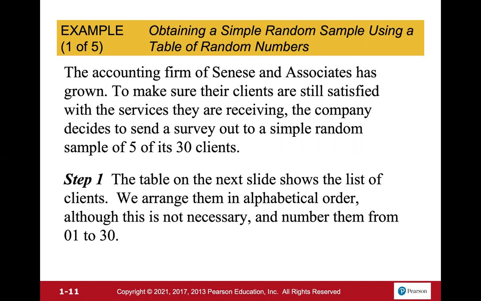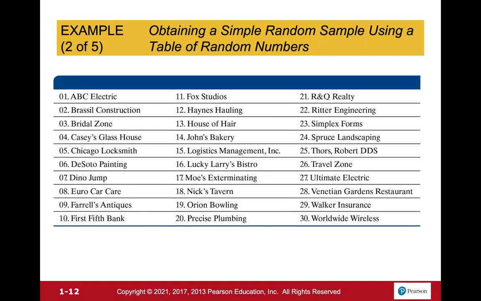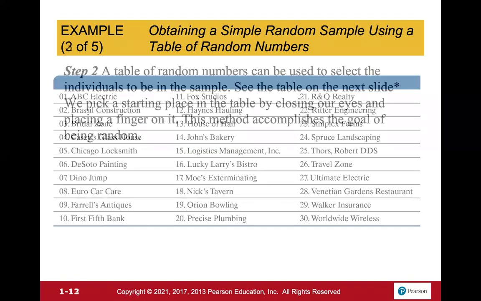Step 1: the table on the next slide shows a list of clients. Rearrange them in alphabetical order, although this is not necessary, and number them from 0 or from 1 to 30. So we're starting off with 1 and going all the way to 30, and this is the list right here. ABC Electric, Brazil Constructions, Bridal Zone, all the way up to Worldwide Wireless. It looks like they already put it in alphabetical order for us. They didn't have to. They could have just gone with whoever signed up with them first. The order here doesn't really matter. What matters is how we select the numbers. Is it random? And we got that part.